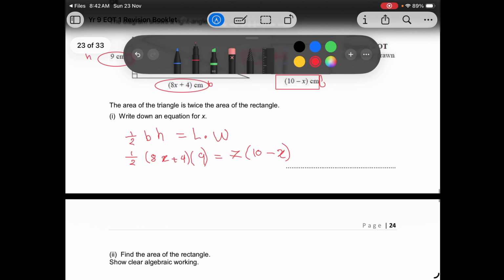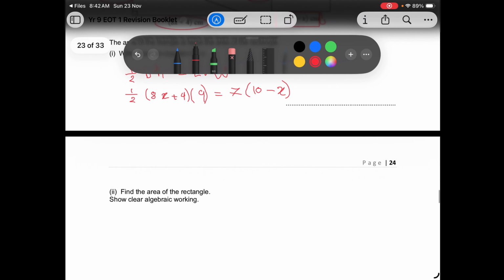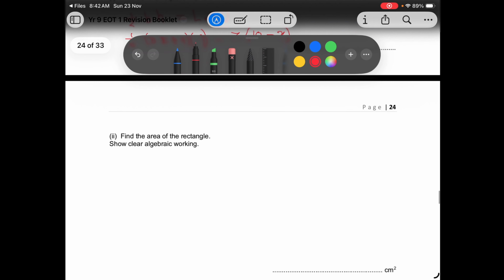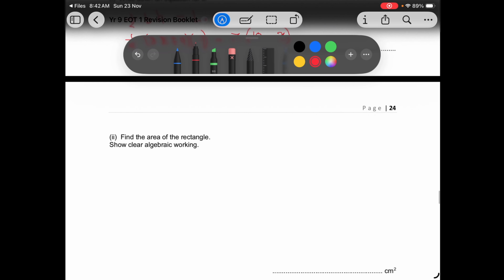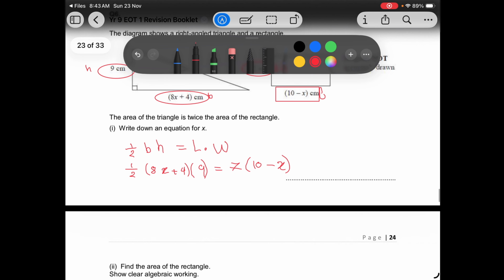Okay, so the first part is done, because we wrote down the equation for x. And the second part: find the area of the rectangle.